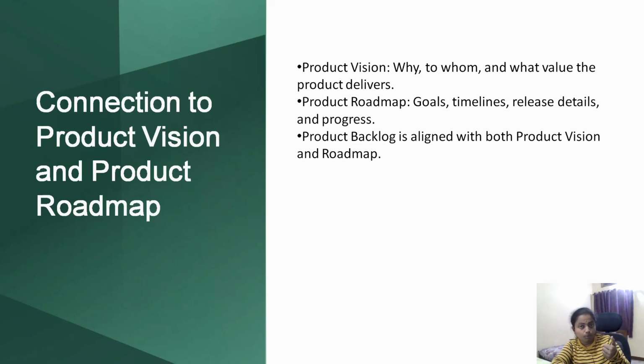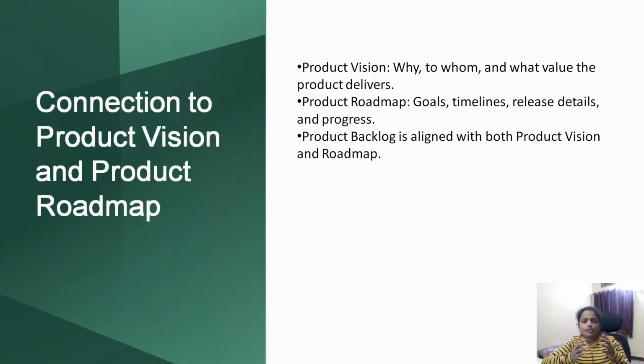So you learned about product vision, learned about product roadmap. Not in detail, but at least now you are aware of what is a product vision and what is a product roadmap. These two things are very much important when you are creating a product backlog. Why? Because product backlog items should always be aligned with the product vision. You cannot do something that is out of your vision.